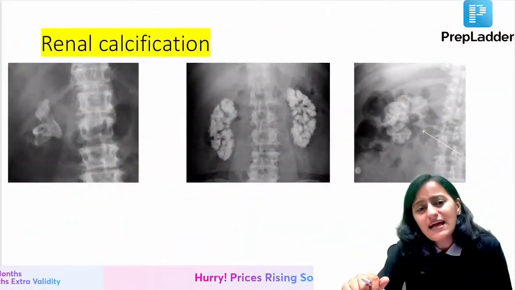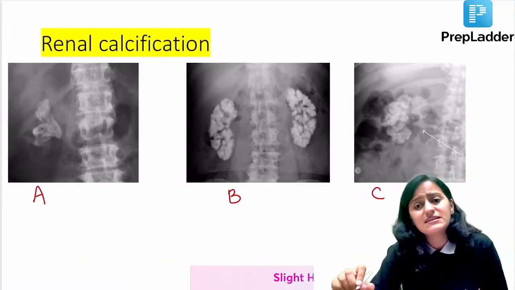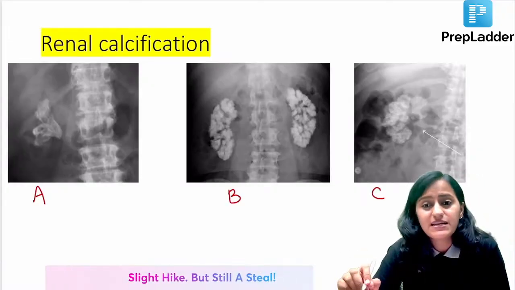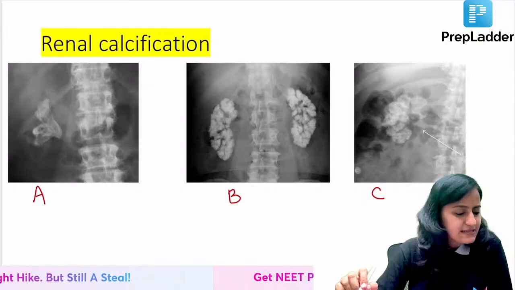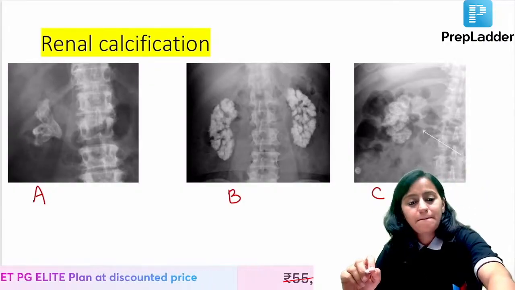Going to renal calcification, very, very important. Image A, image B and image C. Again, this is something which is a favorite for the exam. What is ABC here?